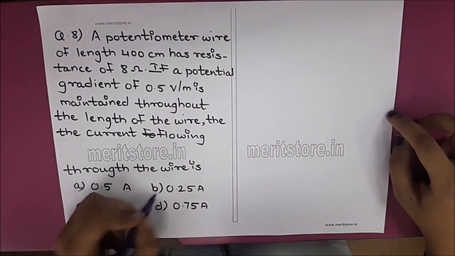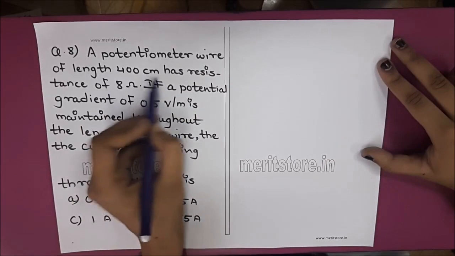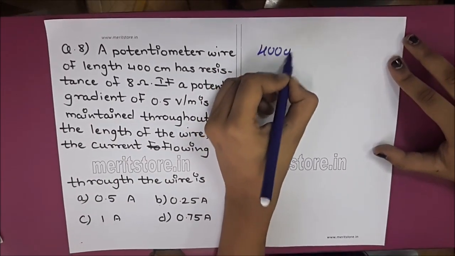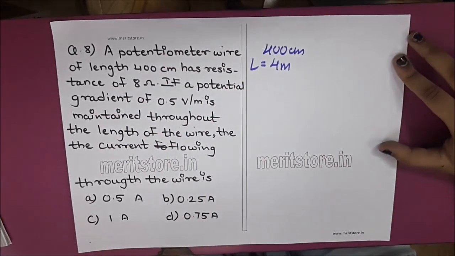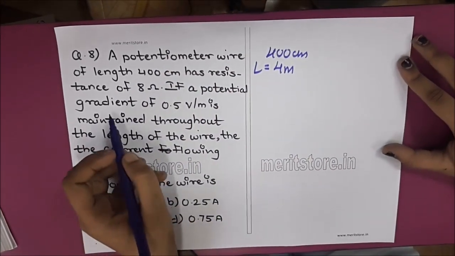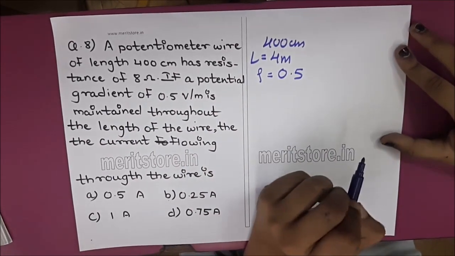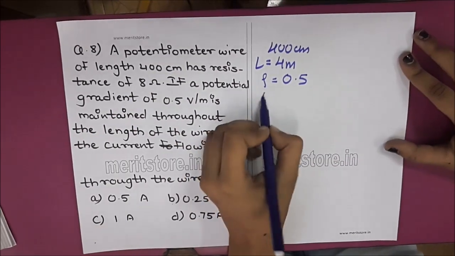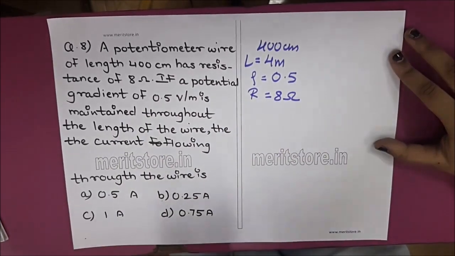So over here we have been given the length in centimeters as 400 centimeters. We'll convert it into meters. Therefore length will be 4 meters. We have been given the potential gradient as 0.5 and we have been given the resistance R is equal to 8 ohms. We have to find the value of current.